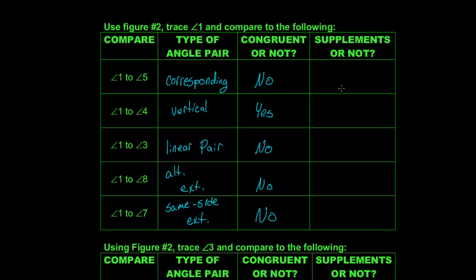Now, here's one thing that you will not know. You will not know whether or not they're supplements. I'm going to tell you 1 and 5 are not. 1 and 4, they are not. 1 to 3, linear pair by definition adds up to 180. So are they supplements? Yes, by definition they must be. 1 to 8, I can go ahead and tell you no. If you care to get a protractor out, feel free, measure these angles. You will find that this will be the correct answers, and 1 to 7 is also a no.